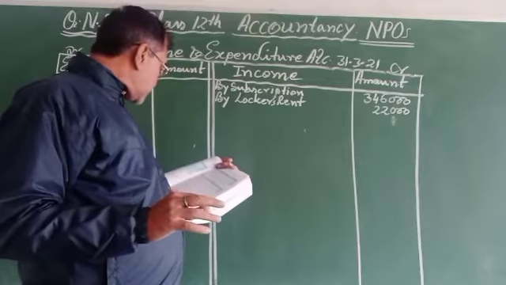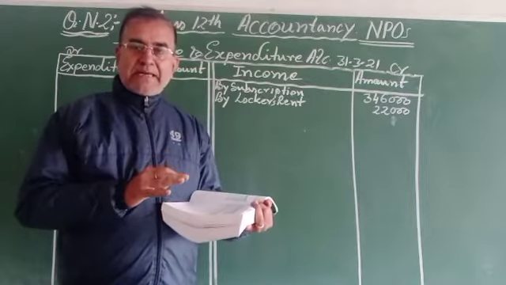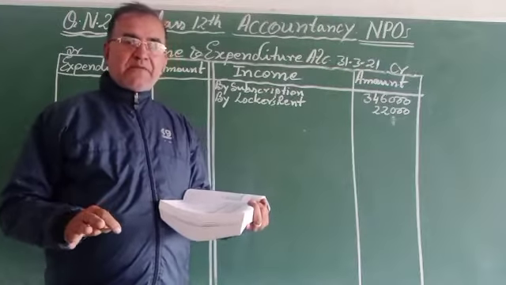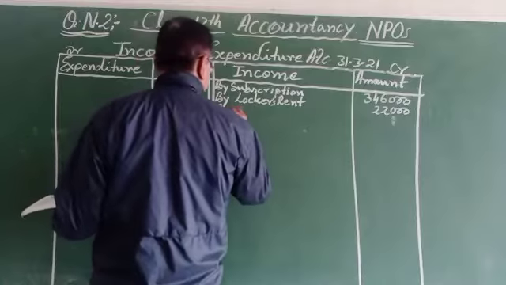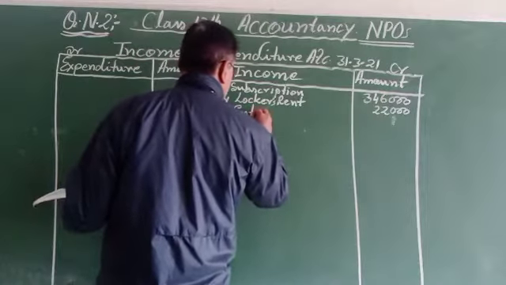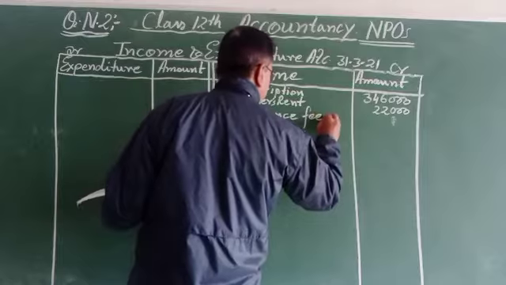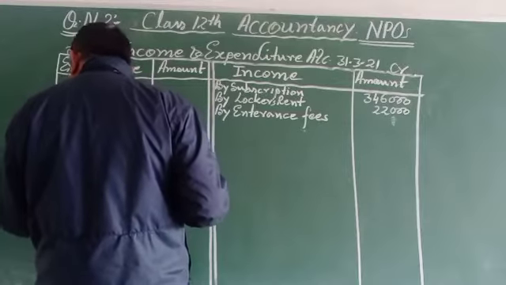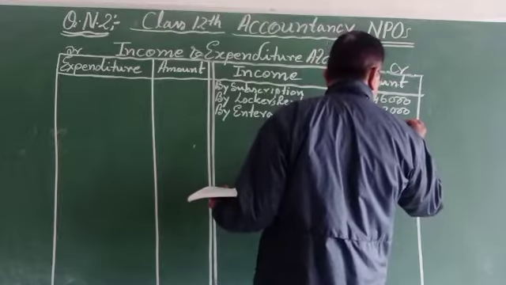And next one, entrance fees. Entrance fee is given, and no information is given that it is treated like a capital receipt, so we have to consider this as a revenue receipt. So by entrance fee, 5,700.